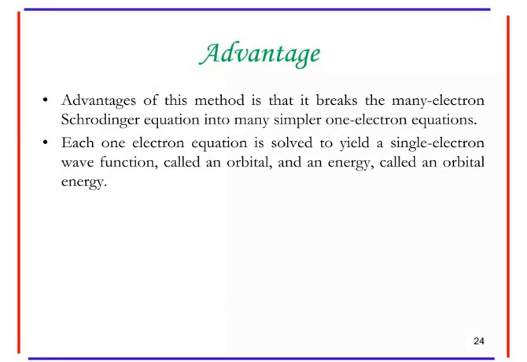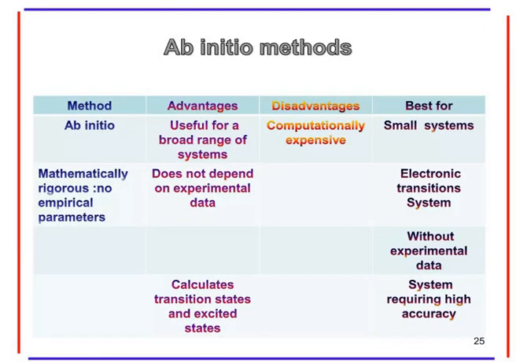So what is the advantage of this? The advantage of this method is that it breaks the many-electron Schrodinger equation into many simpler one-electron equations. Each one-electron equation is solved to yield a single electron's wave function, called an orbital, and an energy called an orbital energy. So for the ab initio method, you can see the method's advantage, disadvantage, and best use.